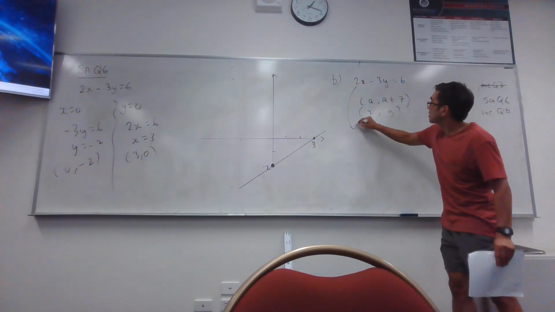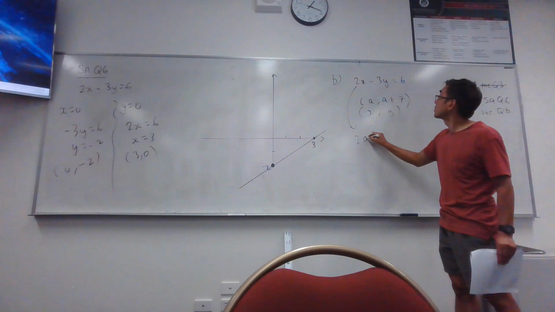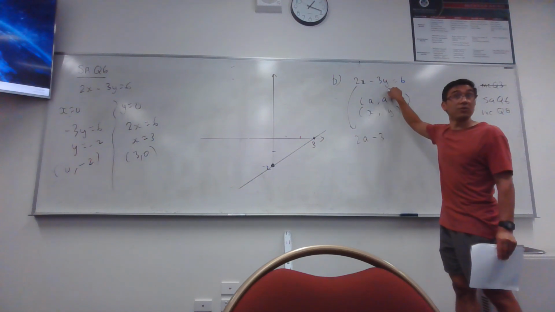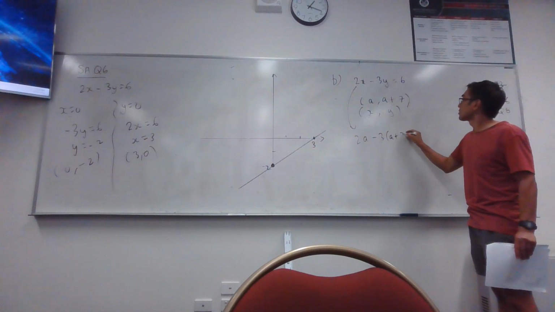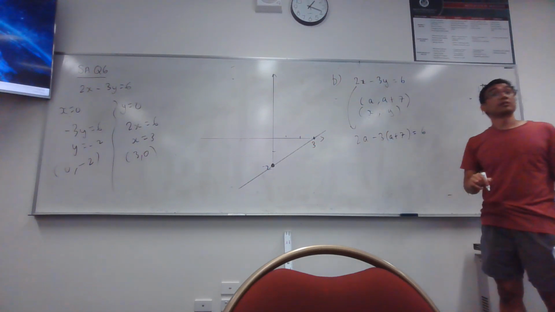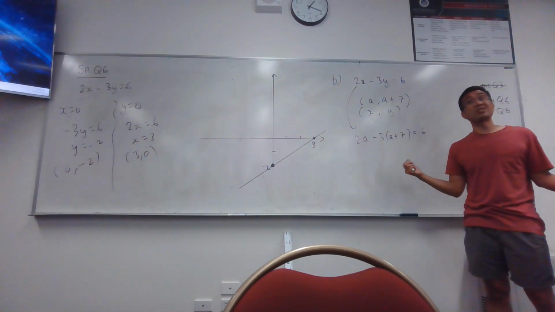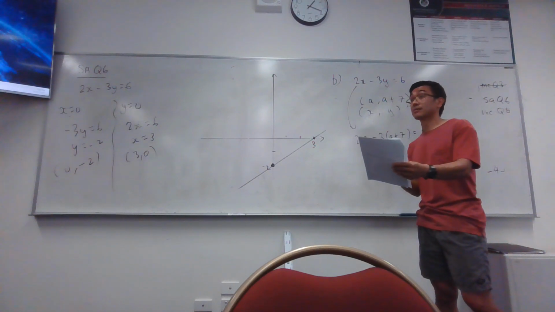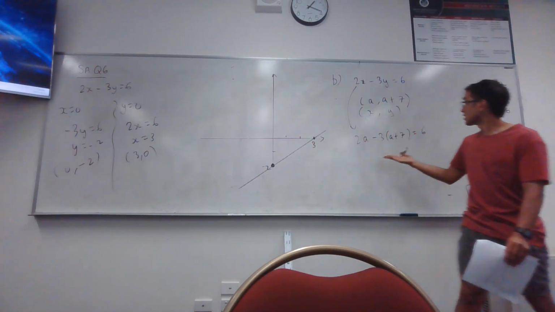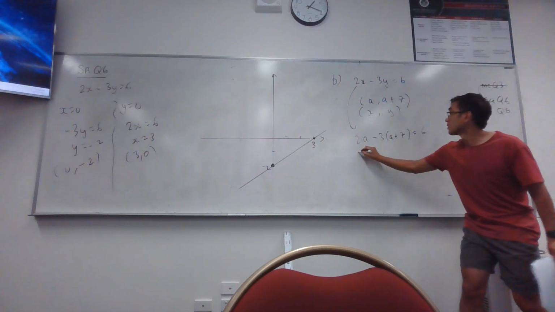So here, instead of X, what can I change it to? A. Instead of Y, what can I change it to? A plus 7. There you go. Okay. So therefore, what does the question ask us to do? What is it asking? Read the question. What value of A? So we're looking for A. Can I find A? Do I have enough information to find A right now? I do.